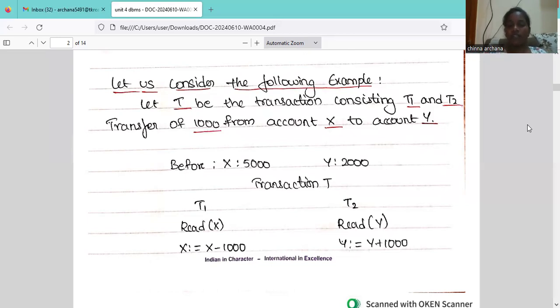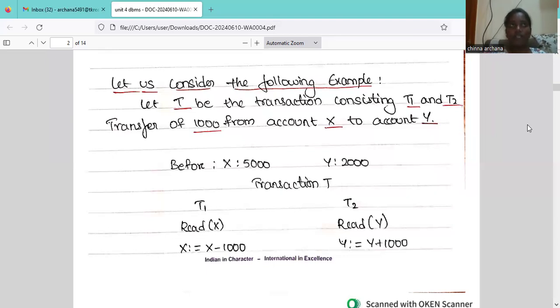Now this is our transaction, which contains two tasks, T1 and T2. I'm reading the value of X. It is initially 5,000. Again, I'm reading the value of Y. It is 2,000. Now, what is our task? We have to debit 1,000 rupees from X's account and credit it to Y's account. So our task is to reduce 1,000 rupees. This is the arithmetic operation that has to be done.